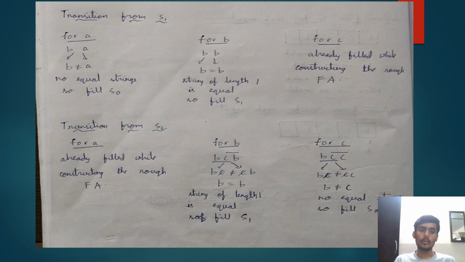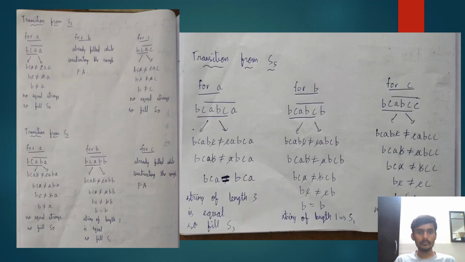Now let's go to the transition for S2. For A, it is already filled while constructing the finite automata. For B, BCB and BC do not match, so B is equal to B, a string of length 1 is equal, so S1. For C, BC is not equal to CC, so B is not equal to C. So no match, so fill S0. These are the transitions of S3, S4 and S5.